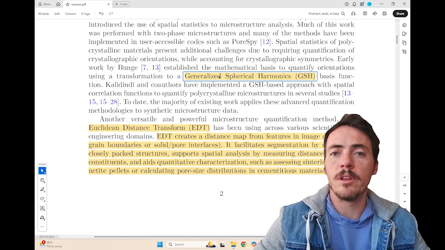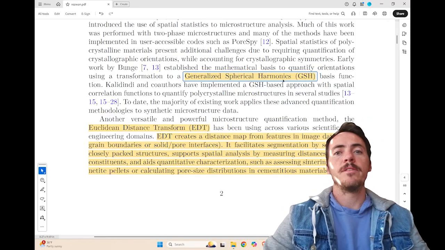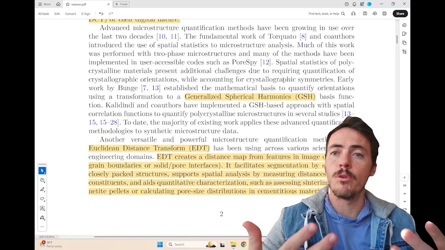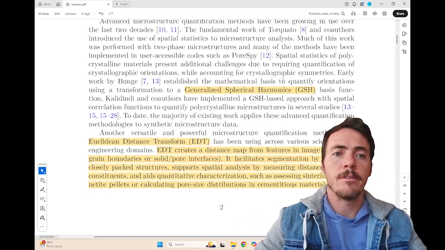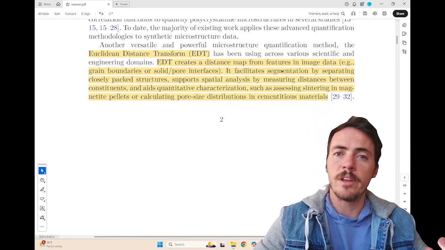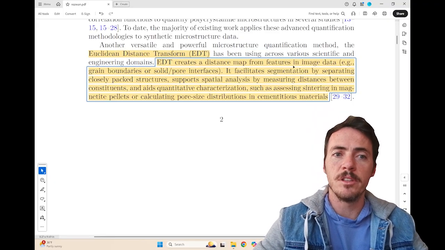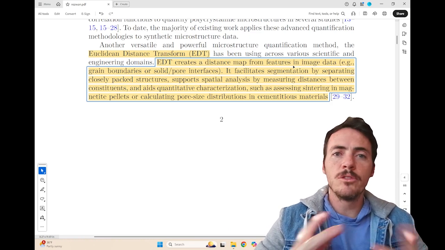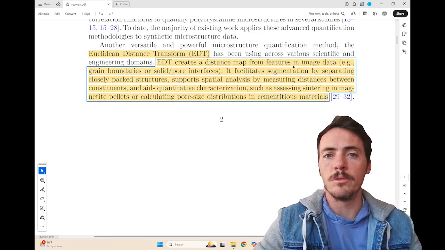One is generalized spherical harmonics, right? This is a really useful tool for capturing crystallographic symmetry and crystallographic orientations and quantifying those. Or the Euclidean distance transform, right? What this one does, it creates a distance map of the features in the image. Things like grain boundary maps, for example, could be generated. These are two examples of tools that could be used.